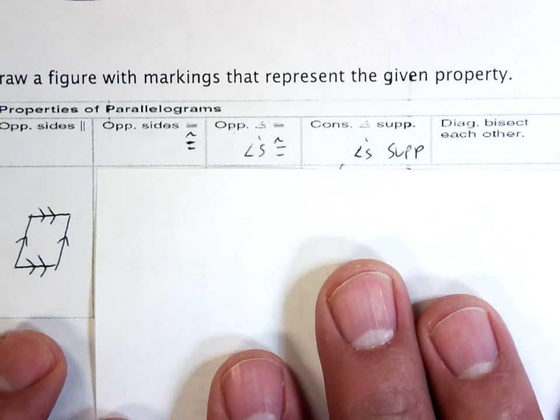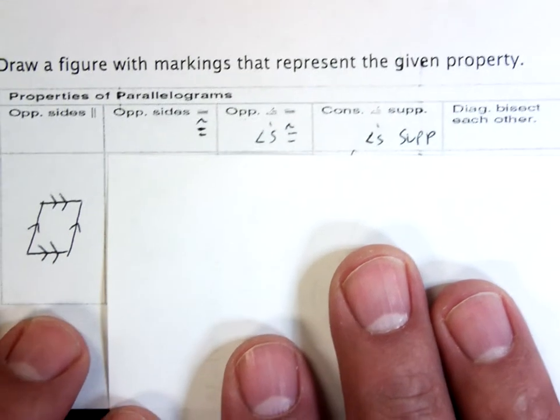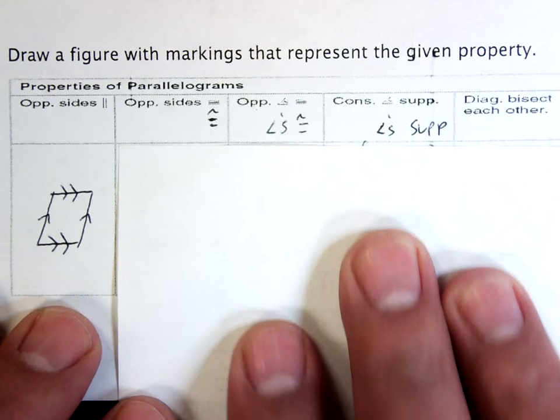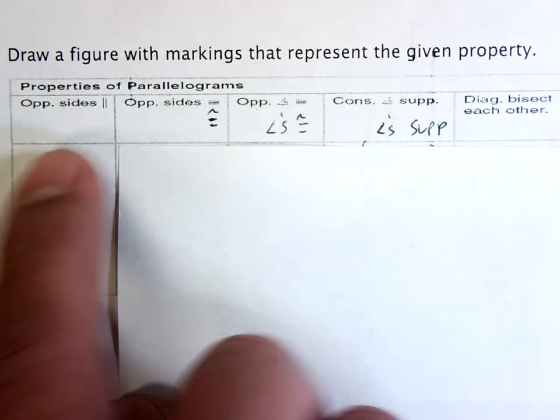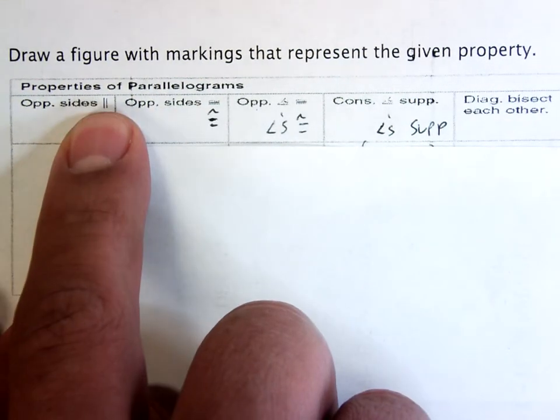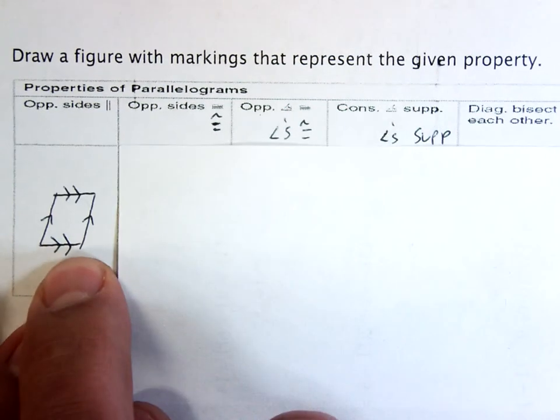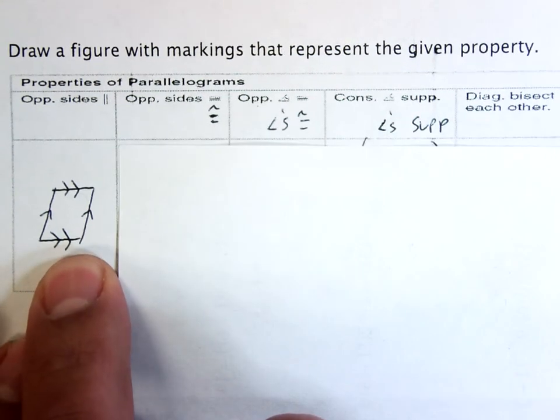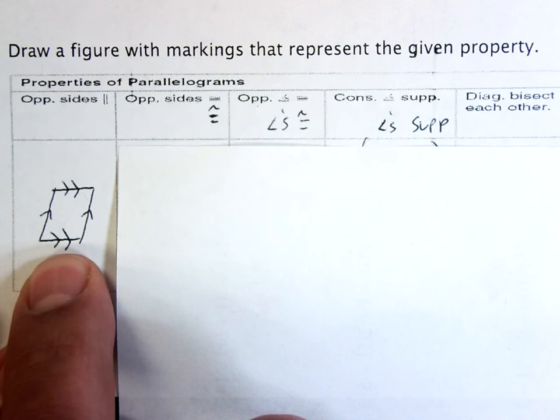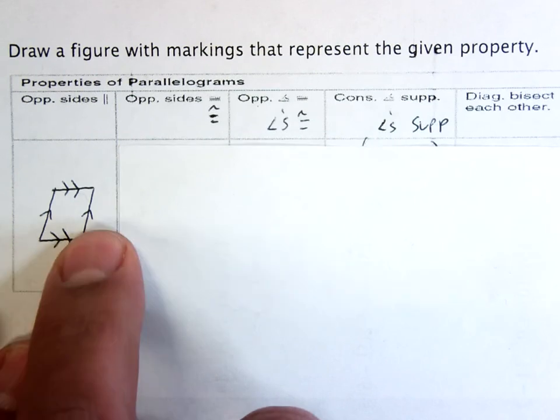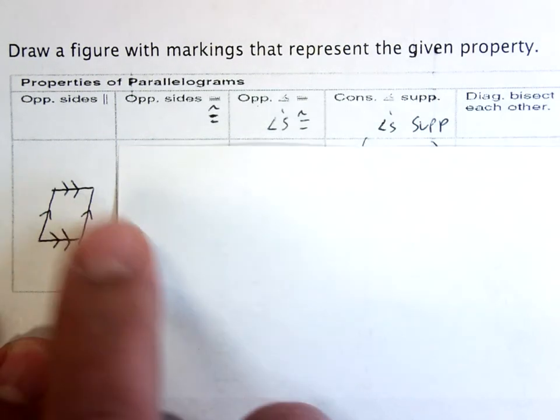At the bottom, it just wants you to draw some pictures. It's kind of hard to read, kind of blurry, so I wrote in what you might not be able to read. It says, draw a picture of a parallelogram showing the opposite sides are parallel. So I just basically drew the same picture that's up above. I drew a parallelogram. Two arrows means those sides are parallel. One arrow means those sides are parallel.